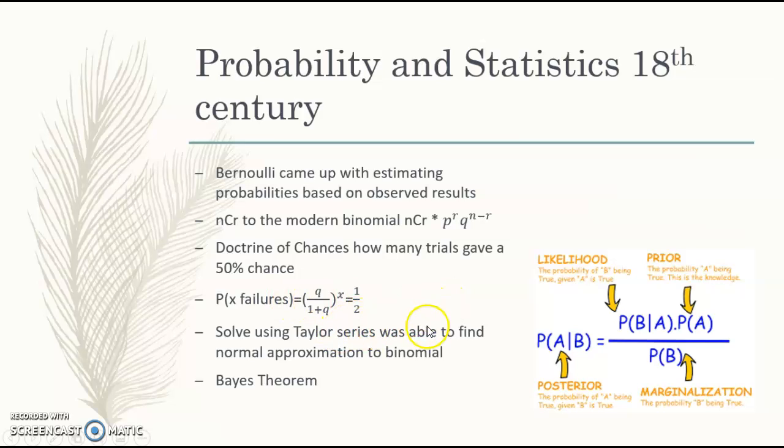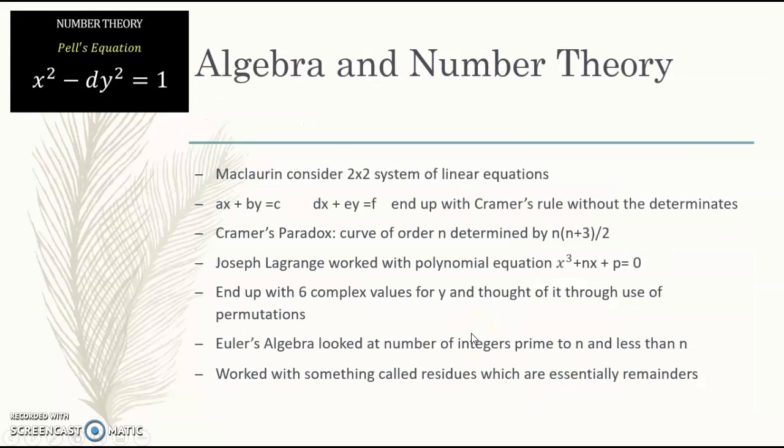And you could solve this using Taylor series. He is able to find a normal approximation to the binomial. And in a picture here, we have Bayes' theorem, the probability of A given B. And if we simplify this down, we get the probability of B given A times the probability of A over the probability of B.